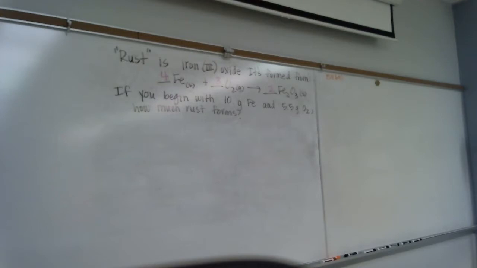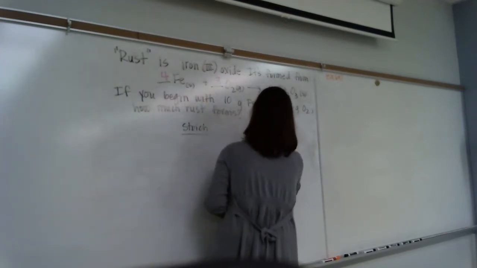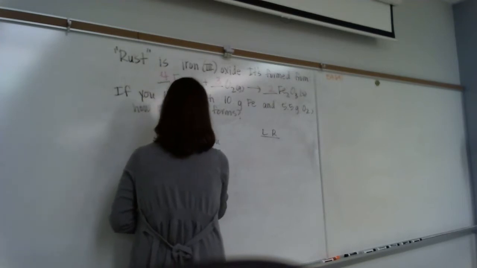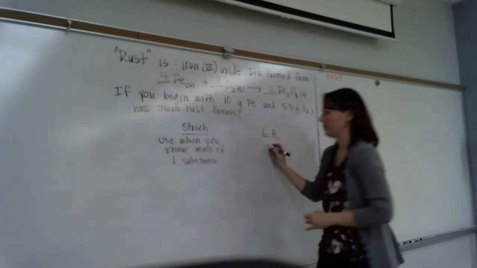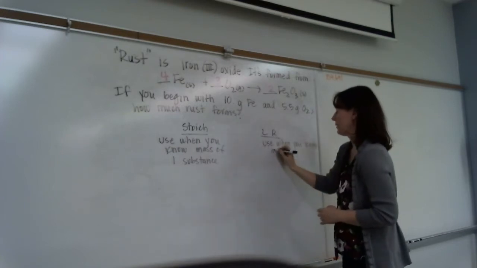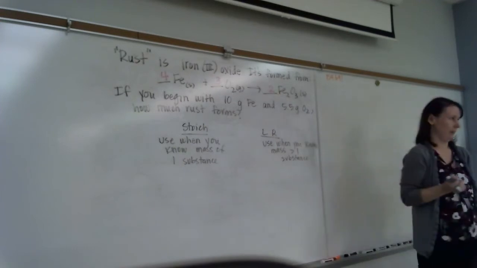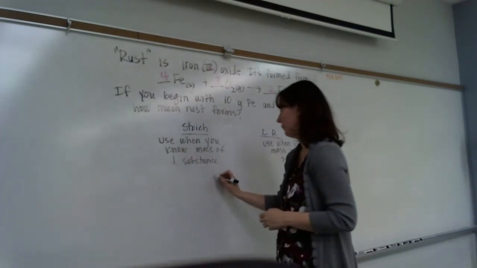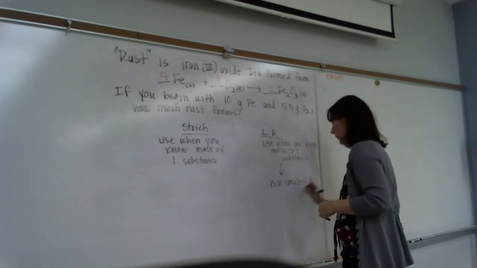Does everyone see the difference between stoichiometry versus limiting reagent? Let's just write it out just to make sure. Regular old stoichiometry: use when you know the mass of one substance. Versus limiting reagent: use when you know the mass of more than one substance. The procedure is the same. You're still going to do stoichiometry. It's just you do it multiple times, and then for your final answer, pick the smallest number as your final answer.